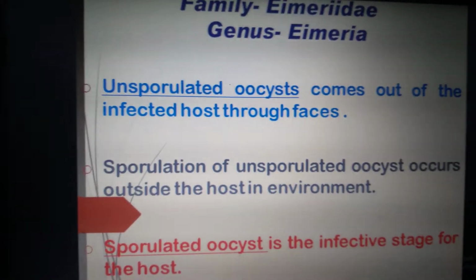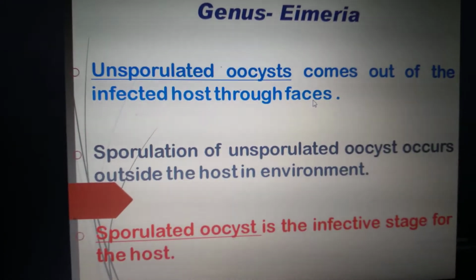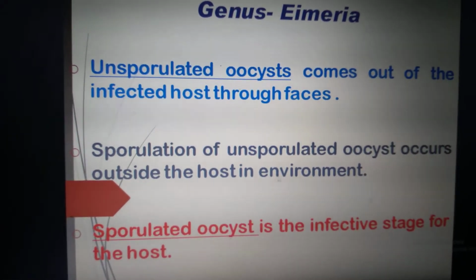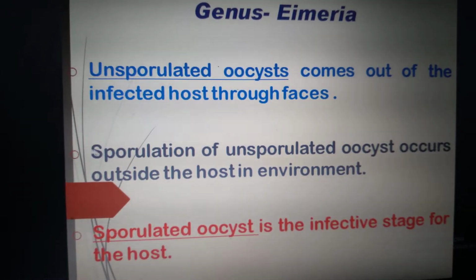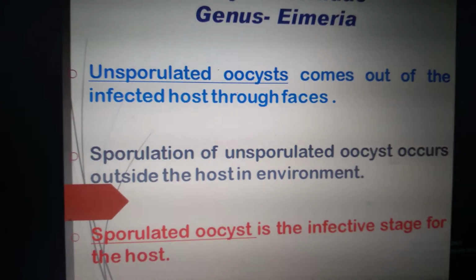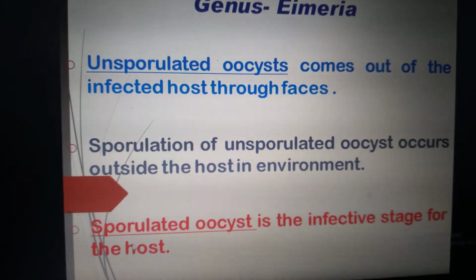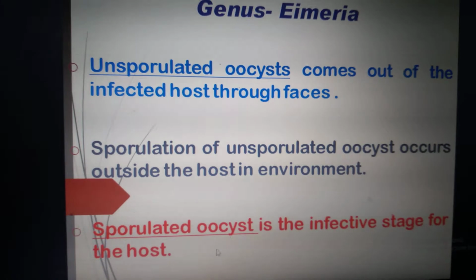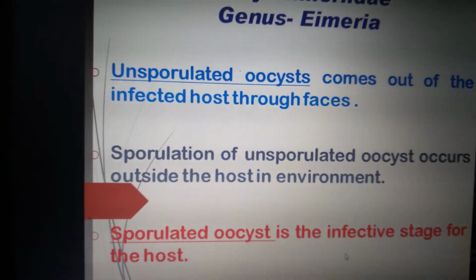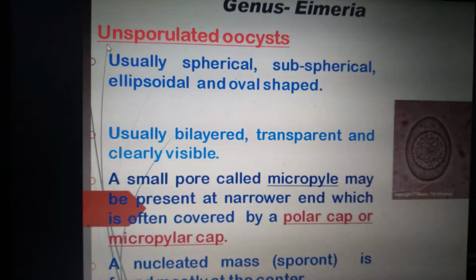Okay, now unsporulated oocysts come out of the infected host through feces, and sporulation of the unsporulated oocyst occurs outside the host in the environment. Okay, so this is important, that sporulation will be formed outside the host in the environment. And the sporulated oocyst is the infective stage for the host, and this one is also important. This sporulated oocyst is the infective stage for the host. Okay, so we will here talk about the unsporulated oocyst.